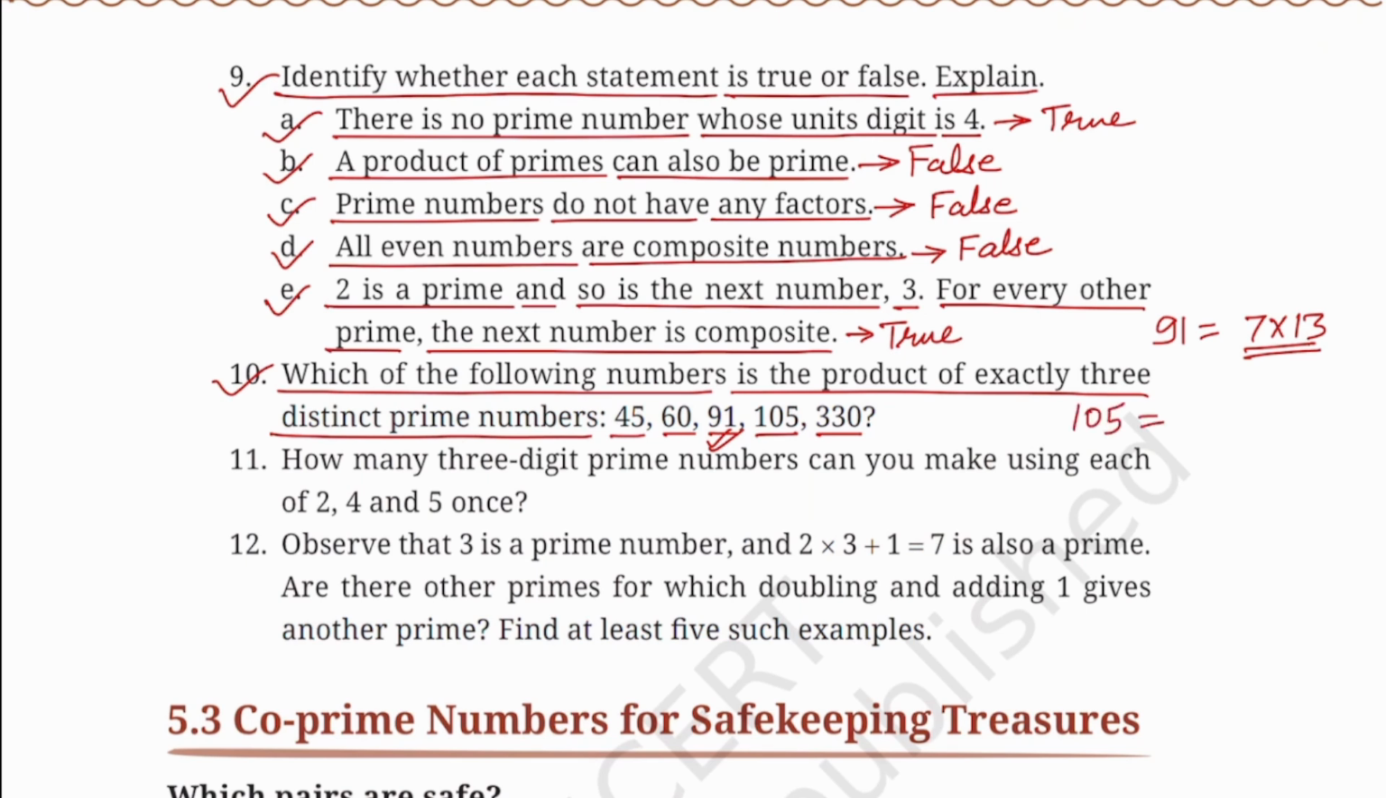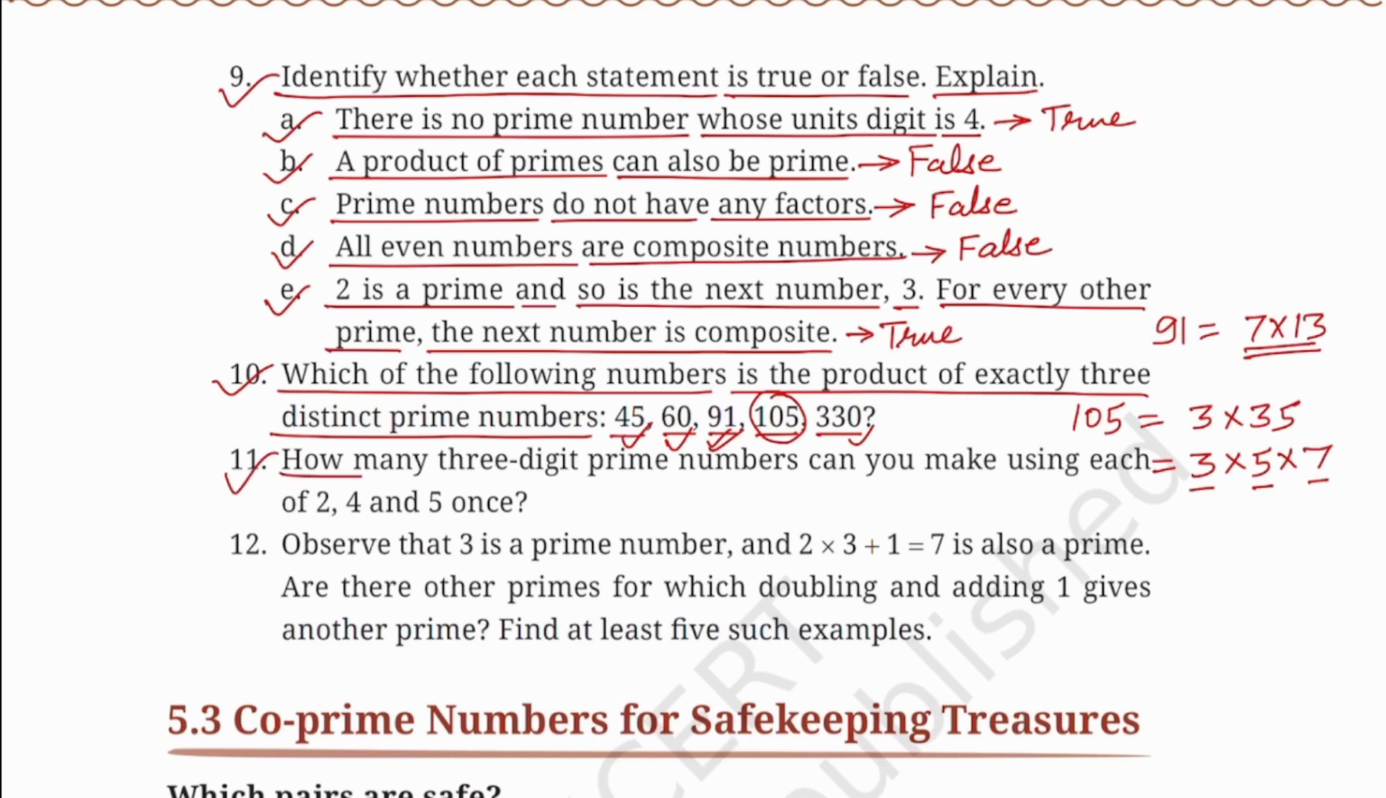Let's take another one, that is 105. It can be written as 3 into 35, and 35 can be split into 5 into 7. You can see 3, 5 and 7. All three are prime numbers. So the answer is 105. Kindly do the rest of them.